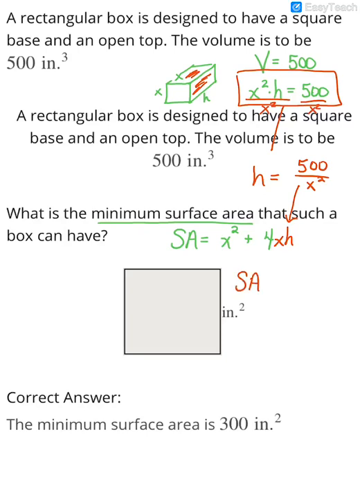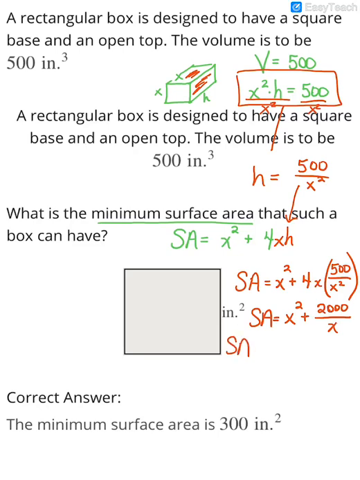So my surface area is x squared plus 4 times x times the value of h, which we said is 500 divided by x squared. So if I go ahead and simplify that, I have an x squared plus 4 times 500 would give me 2,000. And when you have an x on top, but you have an x squared on bottom, you're left with just simply an x on bottom. So in order to find a minimum, we know we have to find the derivative.